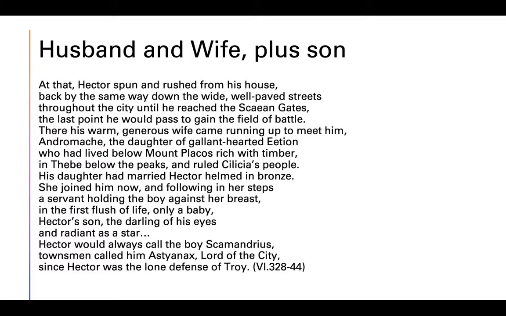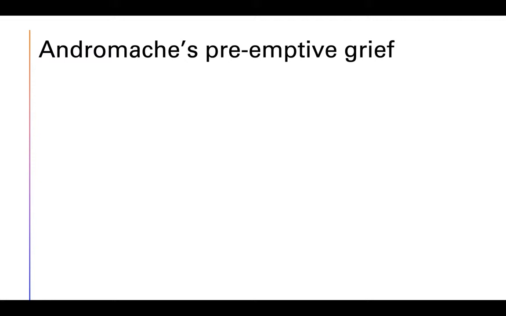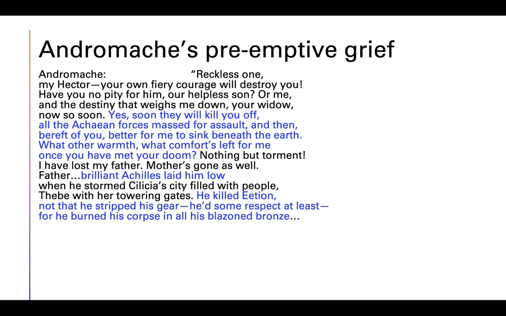So we meet this lovely little boy who's radiant as a star. It's very sweet. And they're both waiting on the gates to see their father and husband. Andromache is very worried. She was on the gates, the wall of the city, looking for him. She seems to see preemptively what's going to happen.